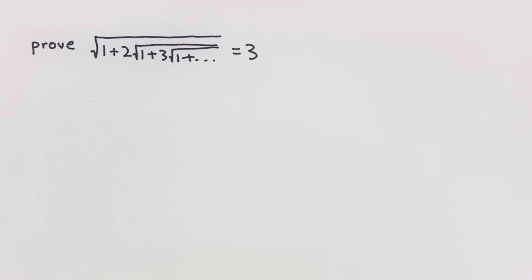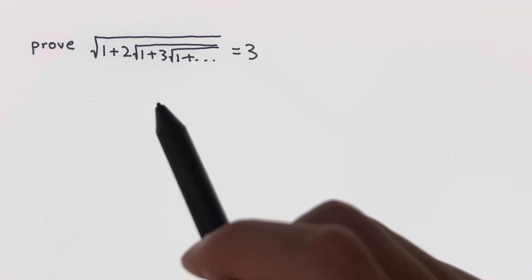In this problem, we want to prove that the square root of 1 plus 2 square root of 1 plus 3 square root of 1 plus dot dot dot. This is an infinite nested radical. We want to make sure that this value equals 3. So how do we solve this problem?